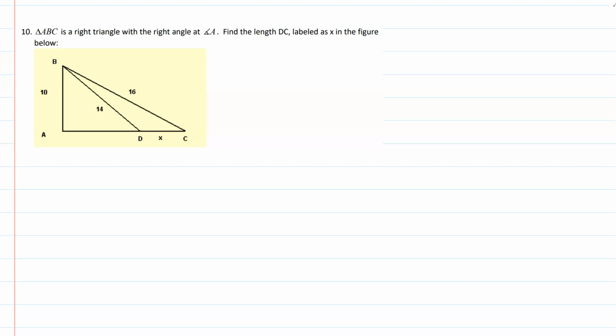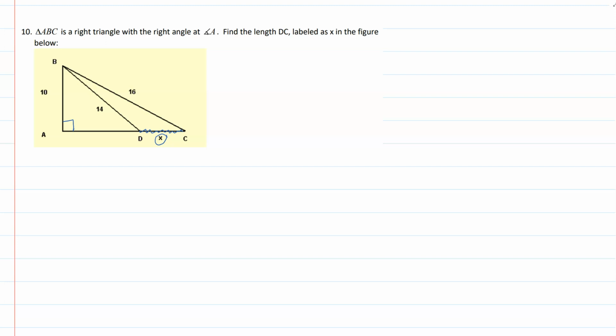Hey everybody, this is written assignment number 8, question number 10. The question says that triangle ABC is a right triangle with the right angle at angle A. So we know that this right there is a right angle. The question is asking for the length DC, this length right here, and that is denoted as x. So basically, find x in this picture.